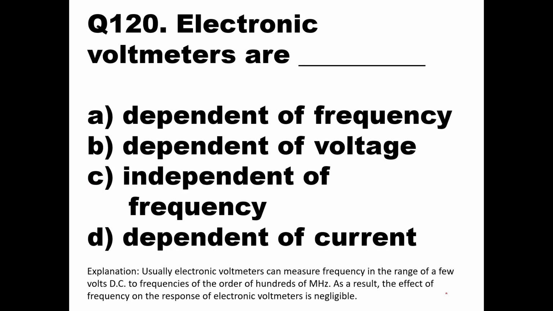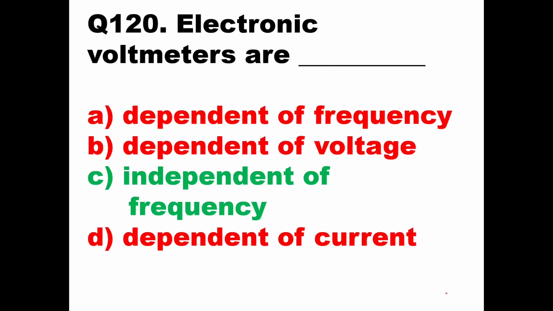Electronic voltmeters are, okay, options are dependent on frequency, dependent on voltage, independent of frequency, and dependent on current. Usually electronic voltmeters can measure from a few DC volts up to a frequency of the order of megahertz. So as a result, the effect of frequency on the response of electronic voltmeters is negligible. Therefore, electronic voltmeters are independent of frequency. So here option C will be the right option. Whatever readings electronic voltmeters give, those readings are independent of frequency. So option C is the right answer over here.